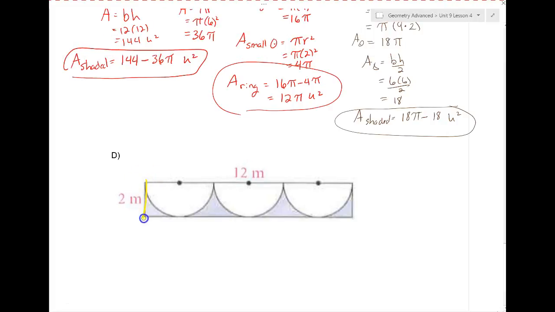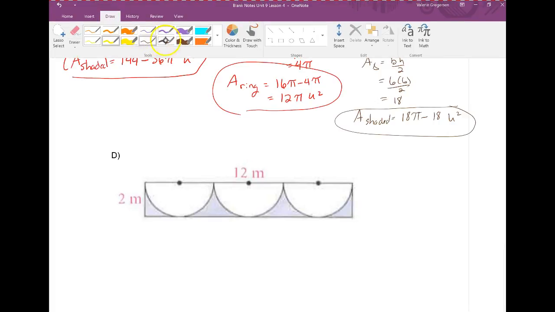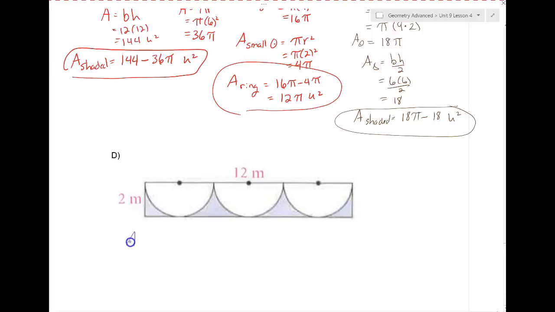And do we have a formula for that rectangle? Yeah, we know that the area of the rectangle is going to be, let's use purple here, base times height, which we know is going to be the base, I'd let that be 12 meters, right? 12 times the height of 2 meters. So that's 24 square meters. However, I only want the shaded area, so that means I want to get rid of 3 semicircles.